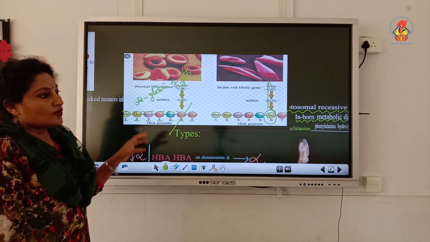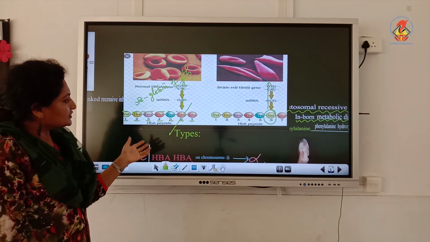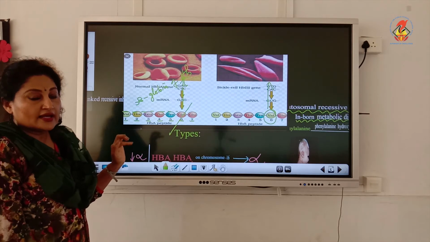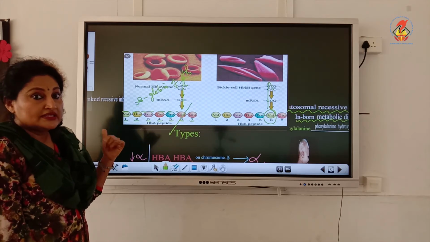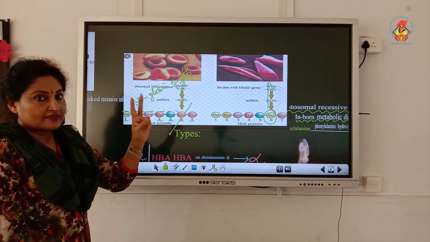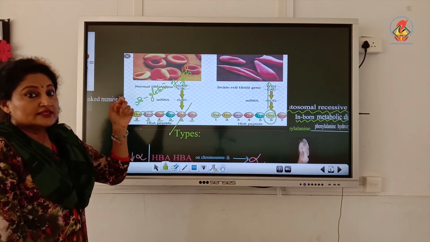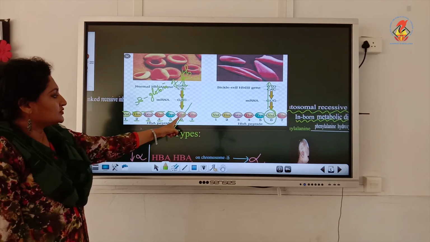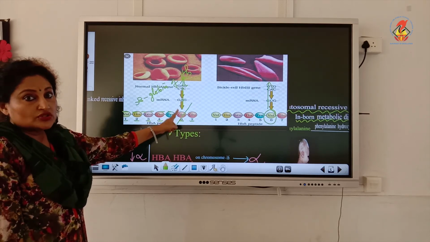So once again, what is sickle cell anemia? What is the condition? It's a qualitative problem wherein the problem is in the beta globin chain. We told there are 2 alpha, 2 betas. Here the defect is in the beta chain. The 6th position of the beta chain, in the normal case, should be glutamic acid.